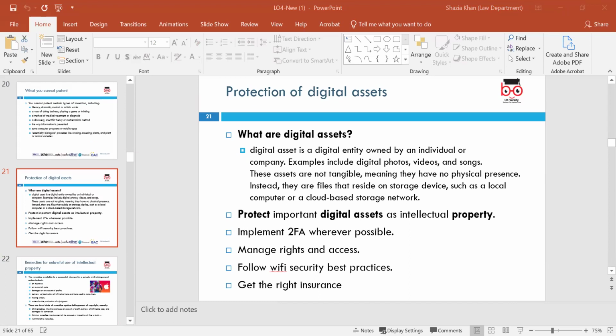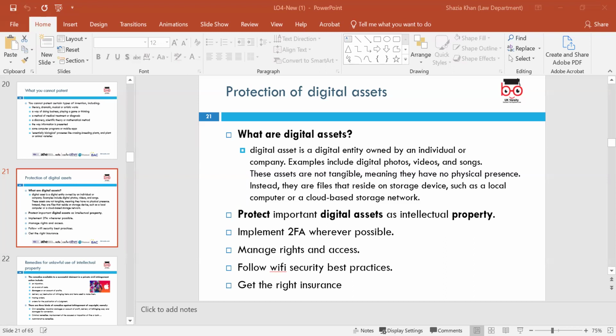Taking protection a step further by trademarking your company's logo or registering online content for copyright protection. Any processes your company uniquely creates can be patented. Protecting it via digital assets.